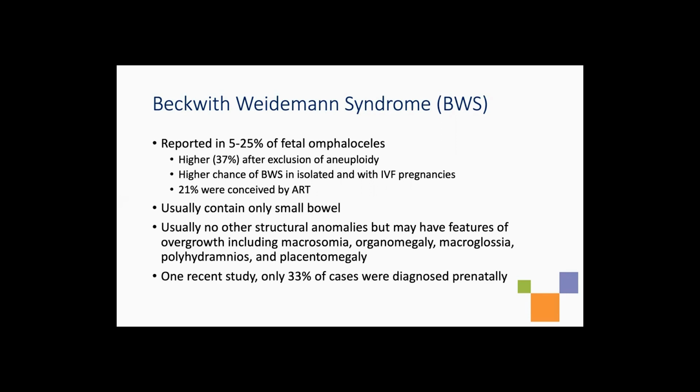So Beckwith cases typically include only small bowel, and usually there are not other structural anomalies, but many have features of overgrowth: macrosomia, organomegaly, macroglossia, polyhydramnios, and placentomegaly. And in one recent study, only about a third of cases are diagnosed prenatally. So it is important to think about Beckwith syndrome once aneuploidy has been ruled out when you make a diagnosis of an omphalocele.